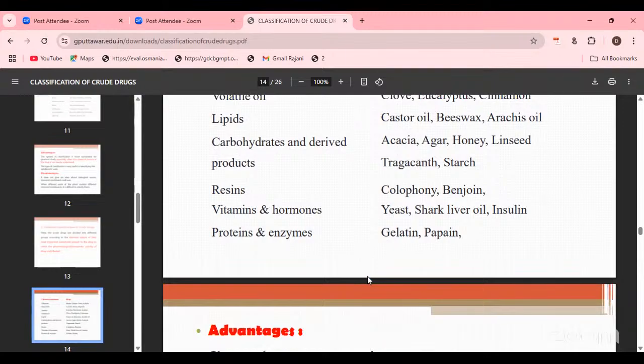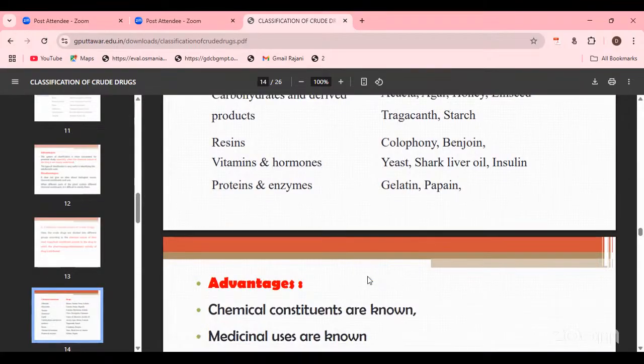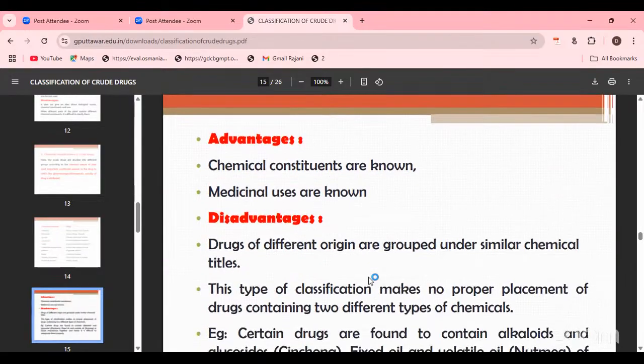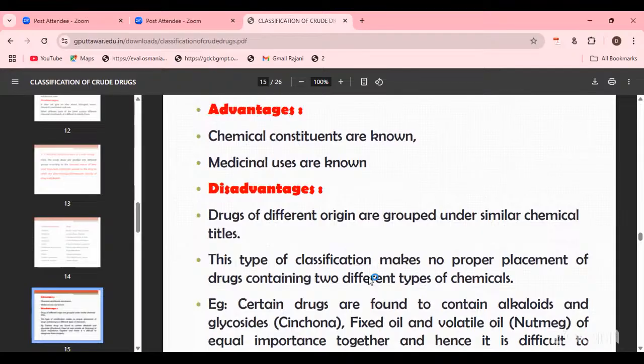Resins: colophony, benzoin are also resins. Vitamins and hormones: yeast, shark liver oil, insulin. Gelatin and papain are the proteins and enzymes. Vitamins, hormones: yeast, shark liver oil, insulin are the vitamins and hormones. Proteins and enzymes. What are the advantages? Their chemical constituents are known.